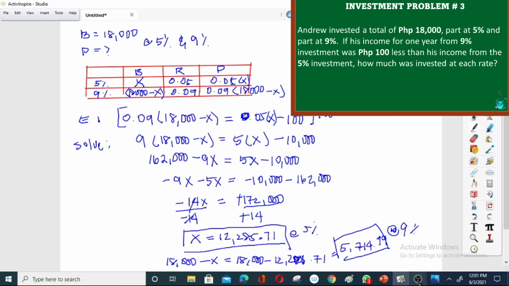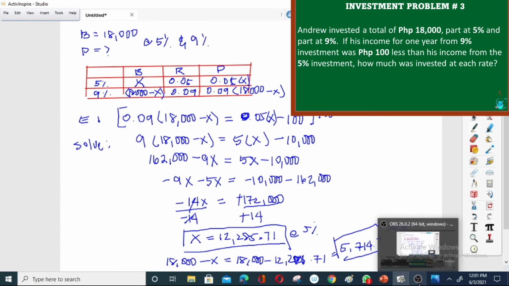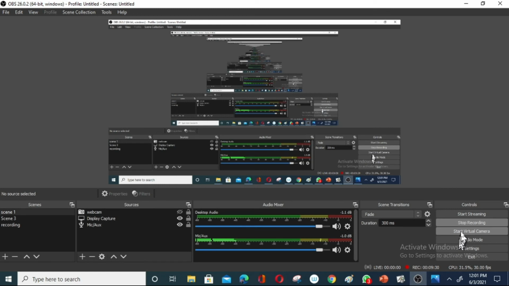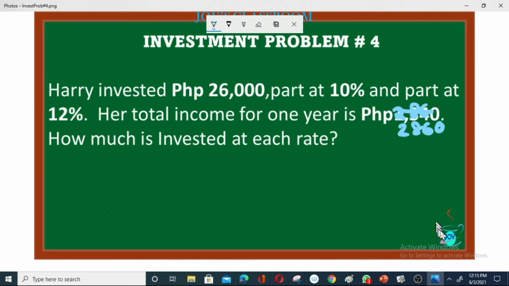So let's proceed with question number 4. Some corrections there. Question number 4 says, Harry invested 26,000, part at 10% and part at 12%. His total income for 1 year is 2,860. How much is invested at each rate?